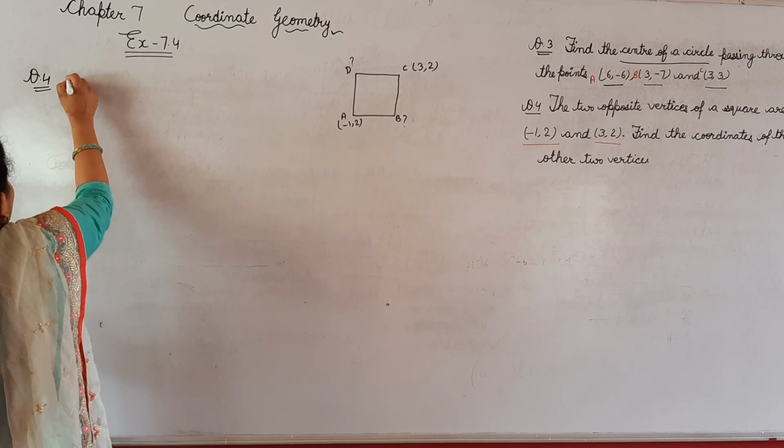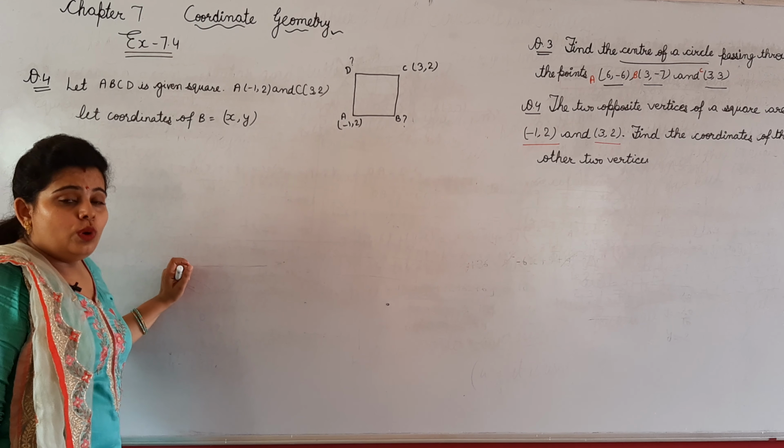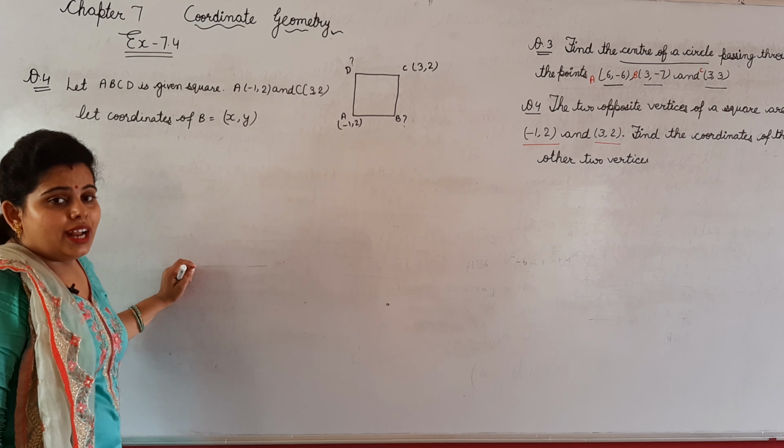Let coordinates of B be x, y. Then we will use properties of square here. As we know, all sides of a square are equal. So we can say that AB is equal to BC. We can compare AB with BC.